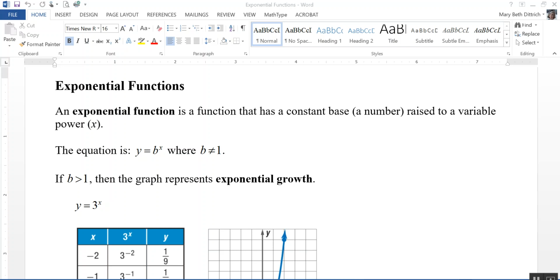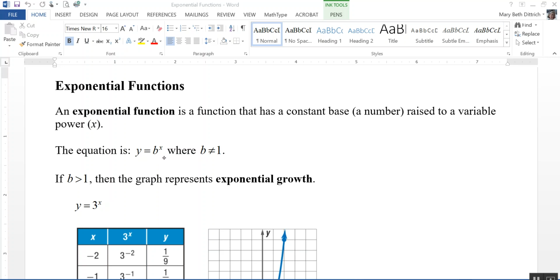This video is on exponential functions. An exponential function is a function that has a constant base, that is, the base is a number, and it's raised to a variable power. It's raised to a power of x. The basic equation is y equals b to the x, where b is not equal to 1.